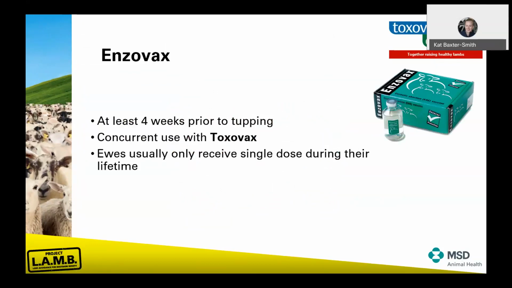So although it does appear initially expensive to be vaccinating with both Enzovax and Toxovax, if you're giving 1 dose per ewe for her whole life, and she produces 2 lambs per year, so around 8 lambs or so in her lifetime, it actually only ends up being about 50p per lamb overall. So to me, that seems very cheap for protecting against abortion of those lambs.